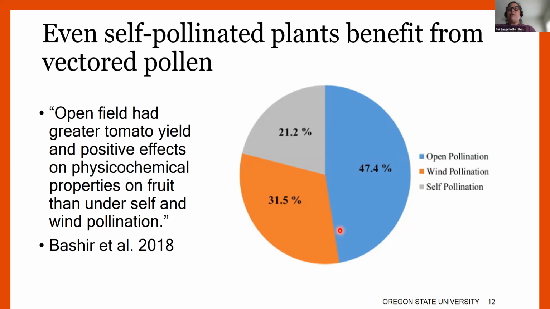And you can see that the overall yield from this particular study was greatest for those flowers which were subject to insect pollination. Not only did the open field and open pollinated tomatoes have greater yield, but they also had better physiochemical properties than under self or wind pollination. So this is what I was talking about earlier when I said that even plants which are capable of selfing to produce fruit and seed tend to have higher quality fruit when they're subject to insect pollination.